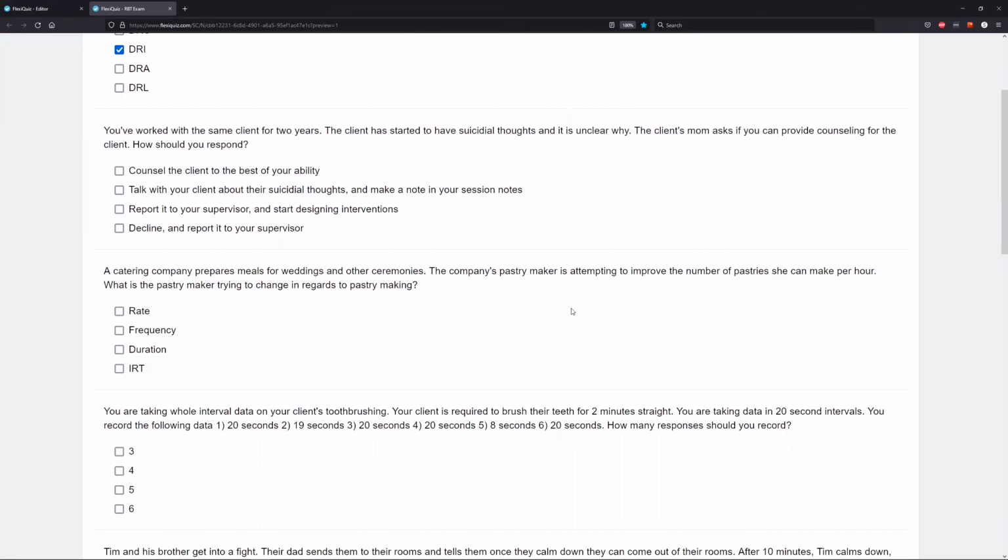You've worked with the same client for 2 years. The client has started to have suicidal thoughts and it is unclear why. The client's mom asks if you can provide counseling for the client. How should you respond? Okay, especially during COVID, this wasn't an uncommon thing, unfortunately. Some depression, some suicidal thoughts, and a lot of families wanting to know how we could help, okay?